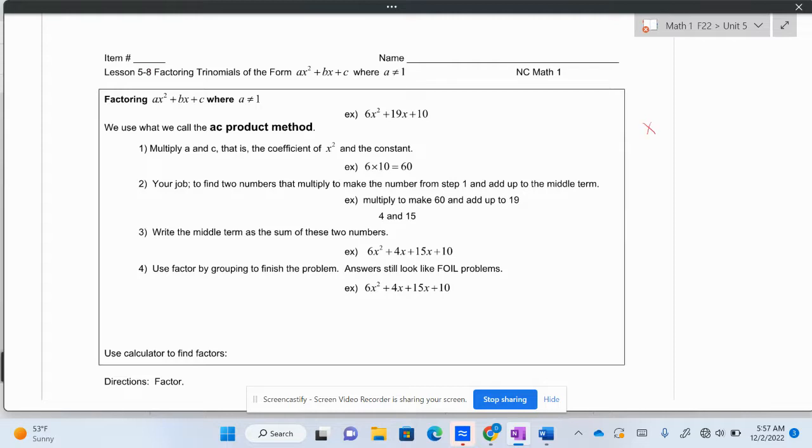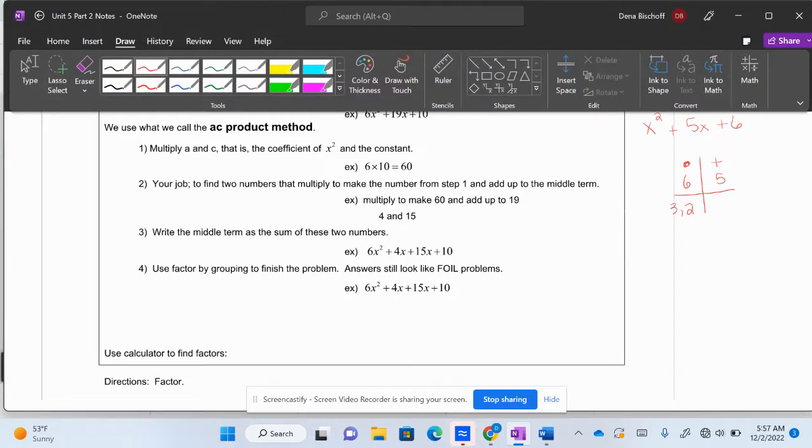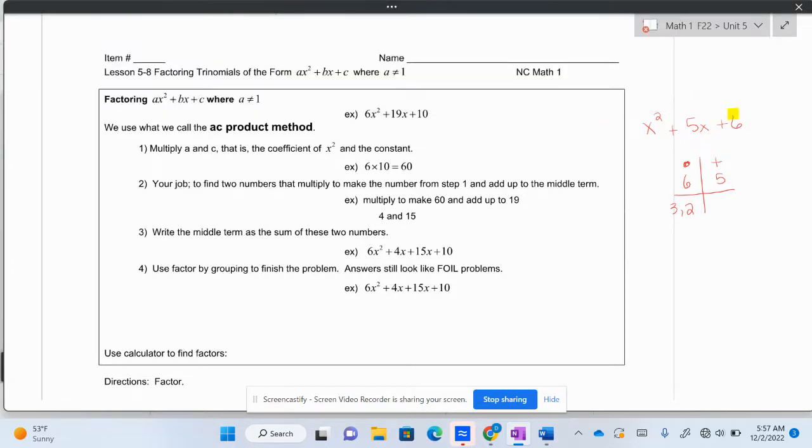If I had x squared plus 5x plus 6, and I said, what two numbers can I multiply together to get 6 that when I add together equal 5? Hopefully you would say to me, oh, well, that's 3 and 2. And yesterday I said, where are those numbers coming from? And you knew that the number that I was multiplying to get to was the number on the end. It's c in terms of ax squared plus bx plus c. And then the addition was this number.